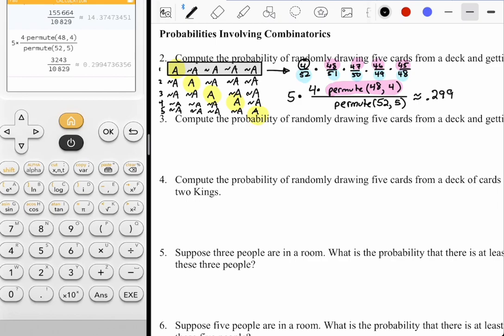So about 0.299, and the decimal form is nice. Fractional form is good too. Either way, when you're dealing with real life cases, you probably want to at least be aware of what the decimal equivalent is, because that's how people think typically. So I'm saying that there's a 30% chance that if I'm dealt a hand of 5 cards, I'll get exactly 1 ace.